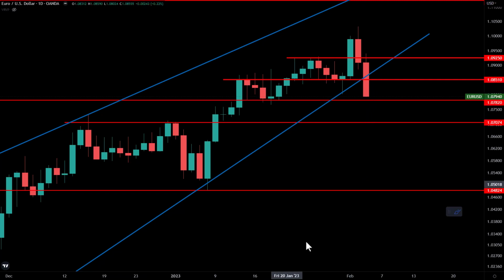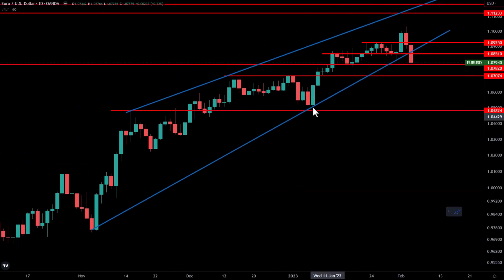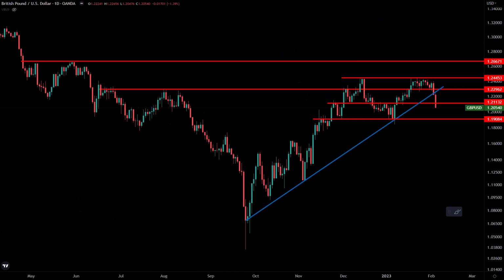Now, it doesn't mean that the short-term uptrend is completely over. We could just get a rotation lower from the Euro USD, but I think with this kind of price action and this type of breakdown, you've got to assume that we're at least coming down here to test the 107 area before we get any significant bounce. And next up, we have the pound here, which is looking rather bearish.